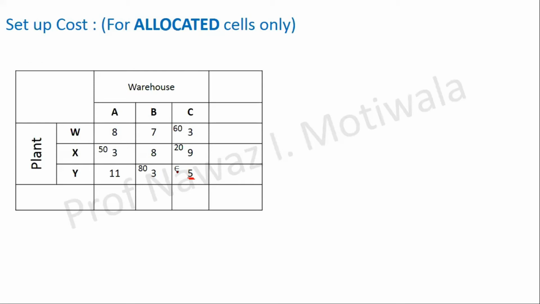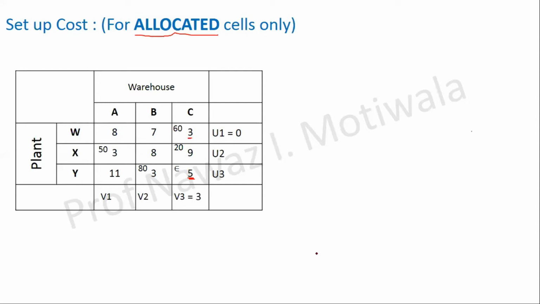Now we find out the U's and V's. So U1, U2, U3, V1, V2, V3. What is the next step? We assume U1 is equal to 0. Now as U1 is 0, you can use this cell, because we are finding the values for allocated cells only. Now the procedure is exactly the same, a similar problem to what we have solved till now. U1 plus V3 should give you 3. Since U1 is equal to 0, I will get V3 equal to 3.